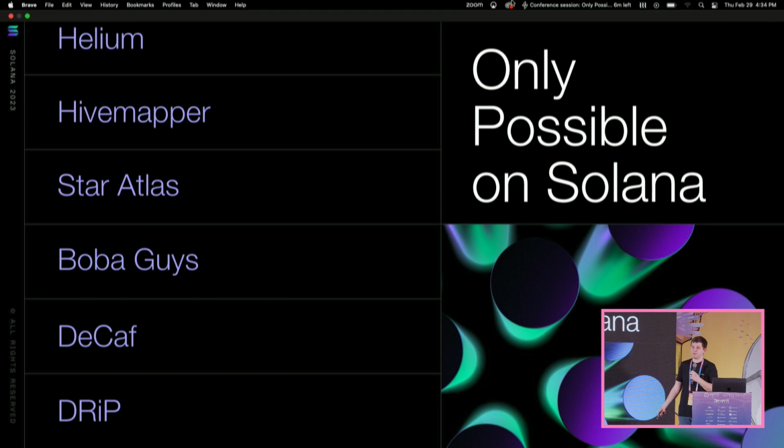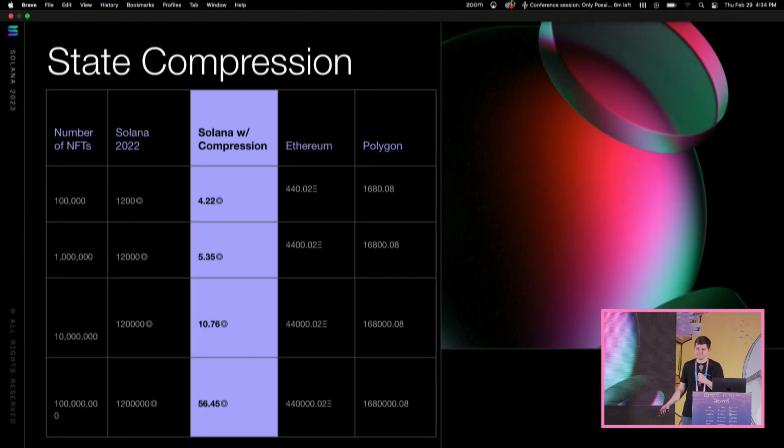This is enabling a lot of creators to be able to make a living off of Drip. And what's really cool and what makes it only possible on Solana is that today, I believe, they have minted up to like 60 million NFTs. Might be more, but it's about 60 million NFTs. And they do this because of something called state compression.